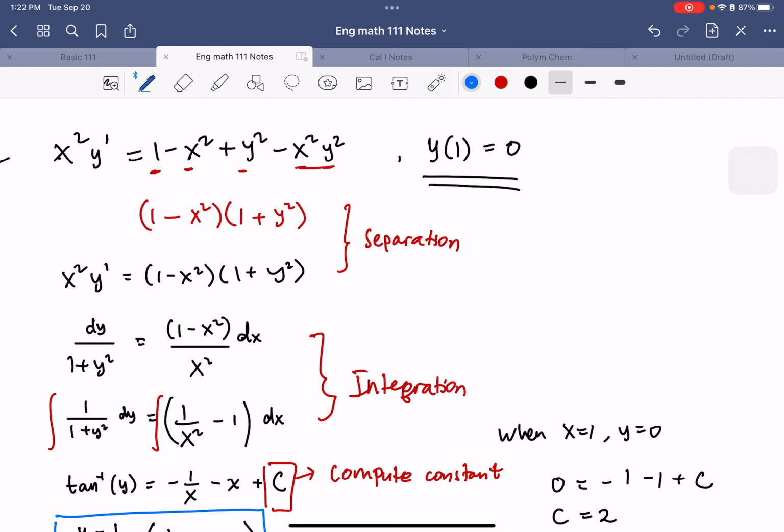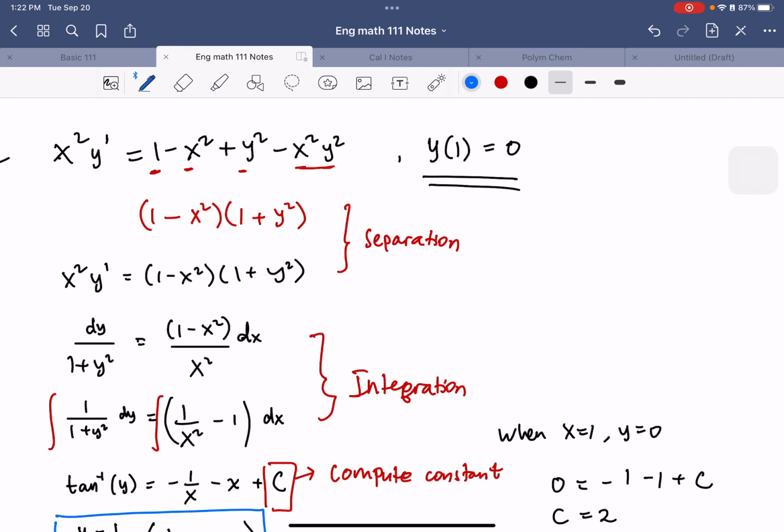If we just want to know y, at the end we are going to have integration. We already learned the separable technique, which is where we separate each variable, the independent and the dependent, and then we integrate just as in usual integration, and we finally get our solution. We get tangent inverse y is equal to negative 1 over x minus x, and then we have a constant.